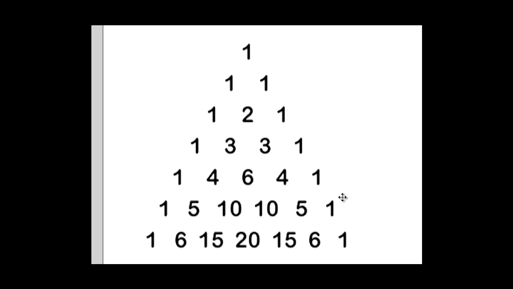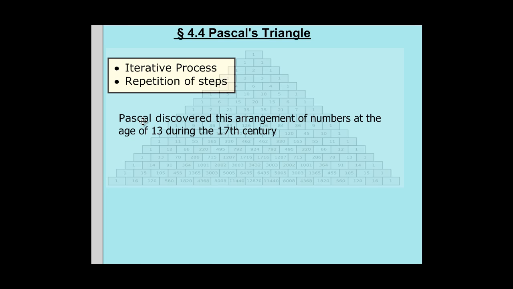Okay, so grab your skeleton notes for lesson 4 on Pascal's triangle, and we're going to take up this short lesson. So here you have Pascal's triangle. We've discussed it. Let's look at it a little more focused on some examples and neat activities or applications that come from it. Pascal's triangle is an iterative process of repetition of steps and dates back to the 17th century.